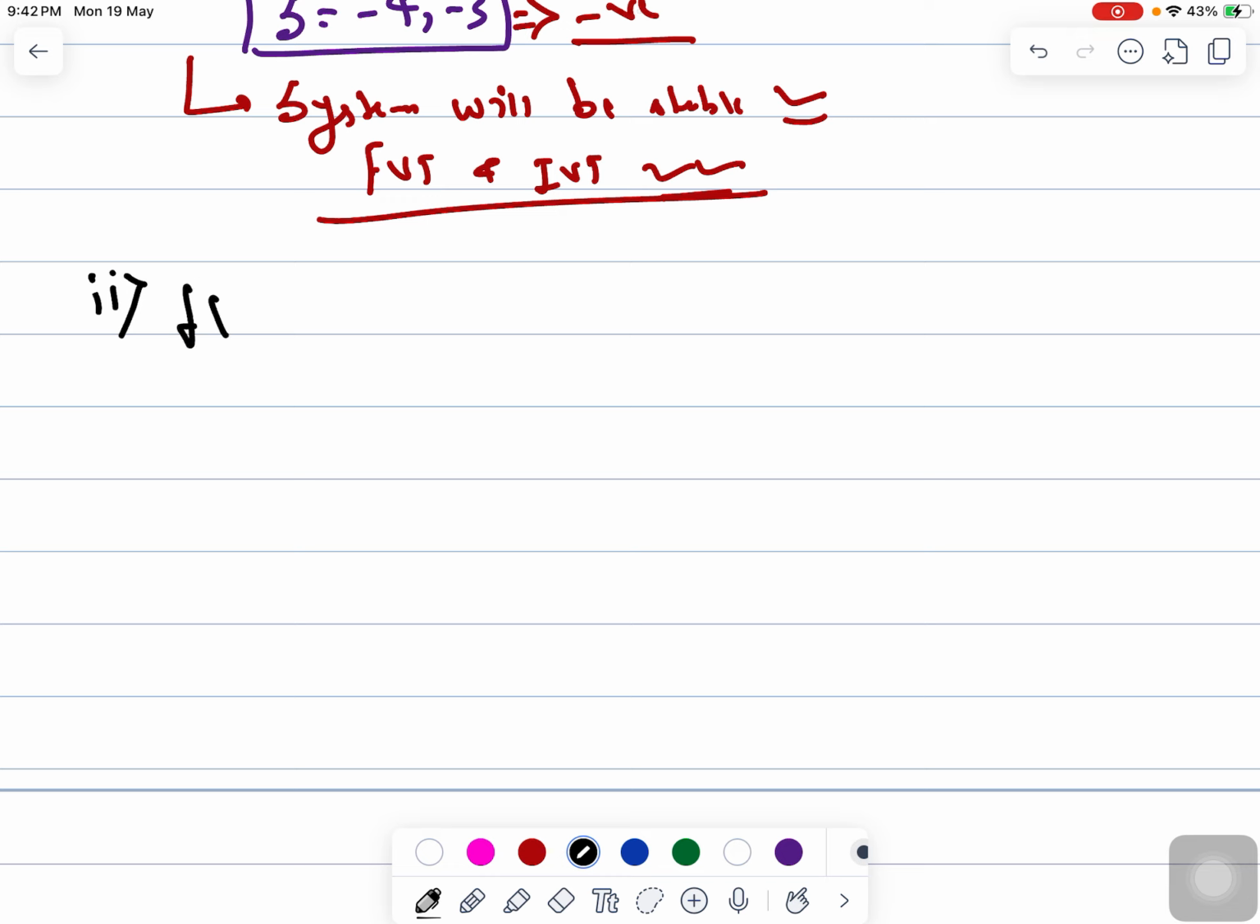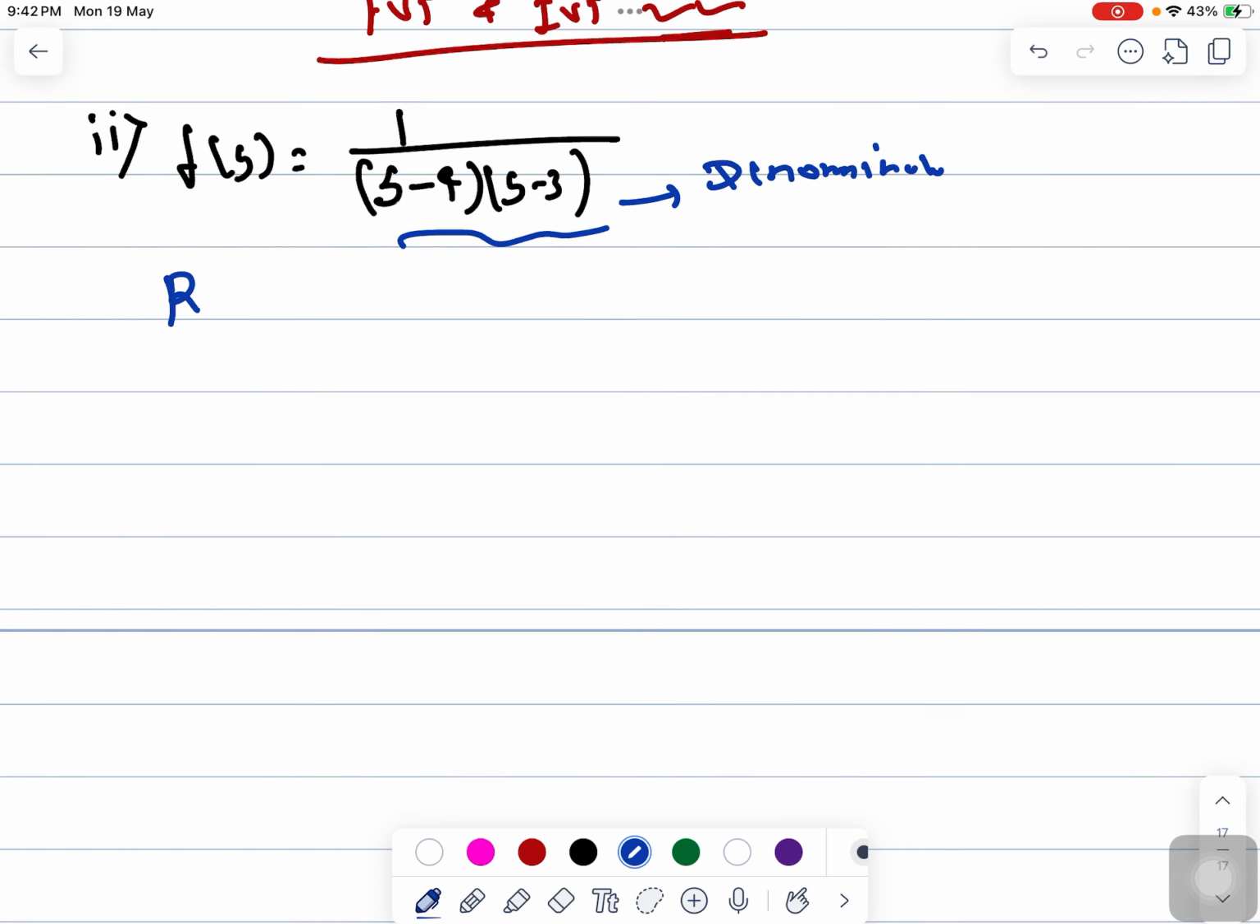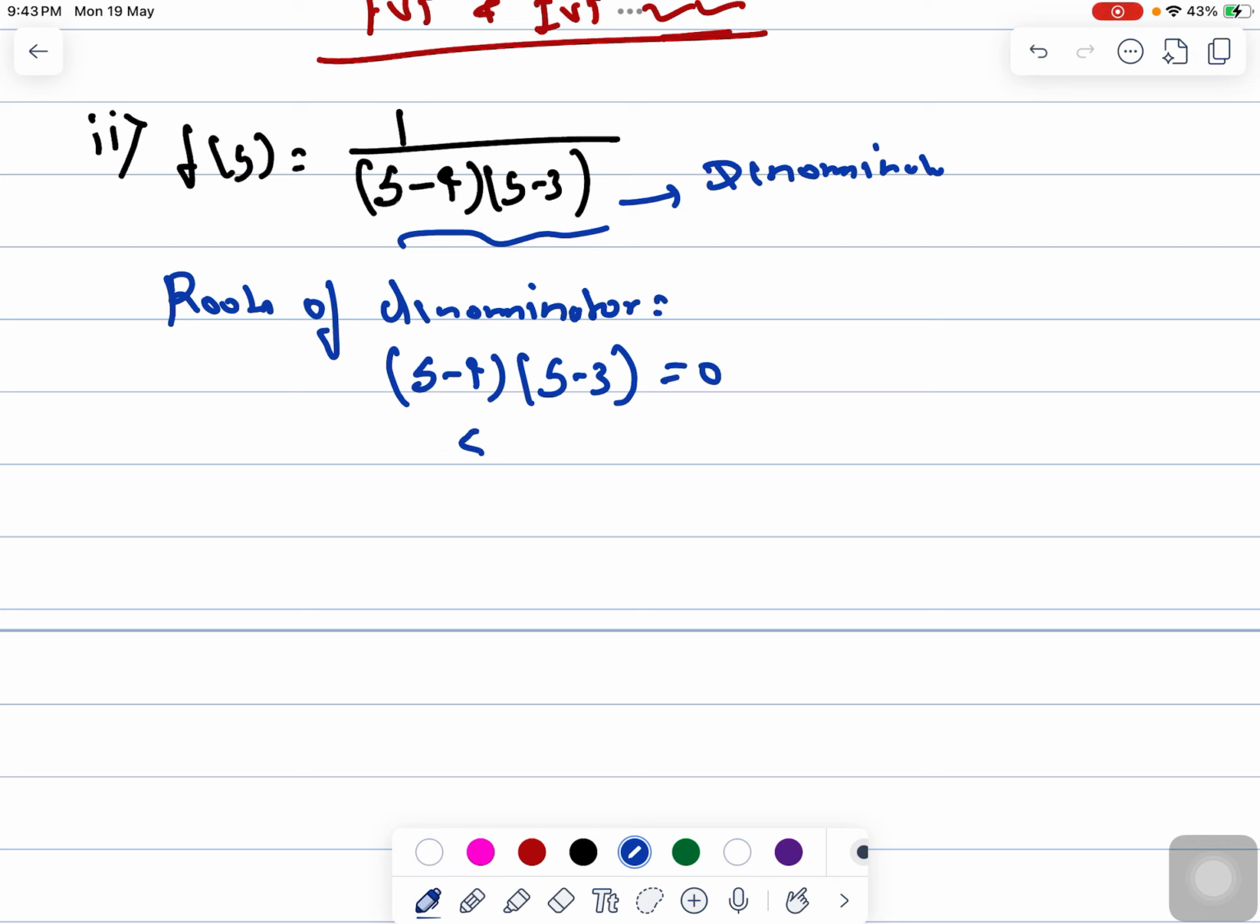Let's say your F(s) is equal to 1 upon (s minus 4) into (s minus 3). Is that clear? So this one is the denominator here. Now first you have to calculate the roots of the denominator, that is, (s minus 4) into (s minus 3) equals 0. So s will be equal to 4 and 3. So here you can see that the roots are positive, which means the system will be unstable.